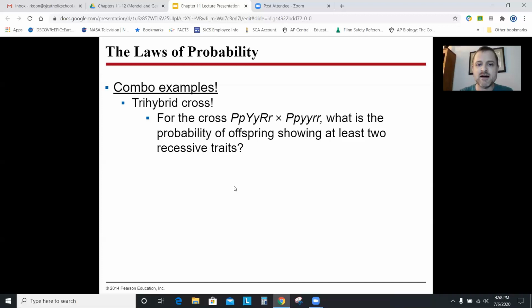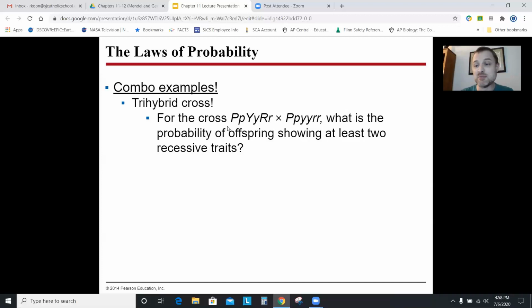This sample problem, I'm not going to go through this one, I'm just going to show you the answer. I have two genotypes. What is the chance of an offspring showing at least two recessive traits, so having either little p, little y, or little r? I'm just going to show you the answer.